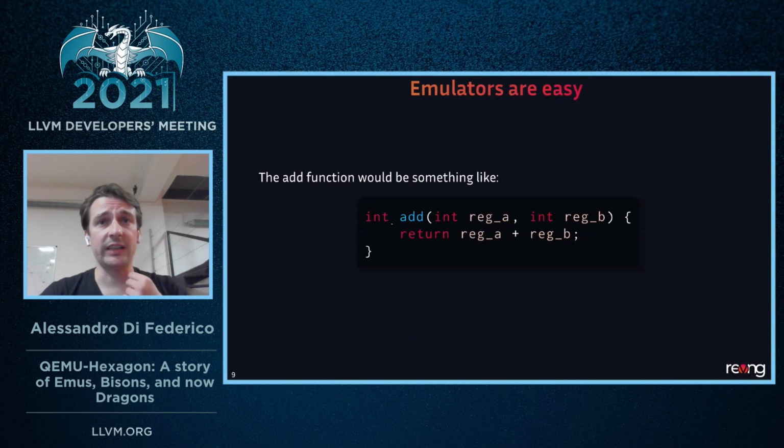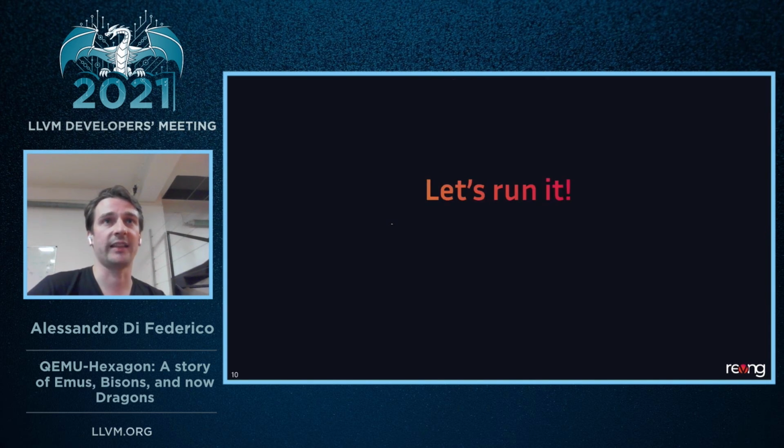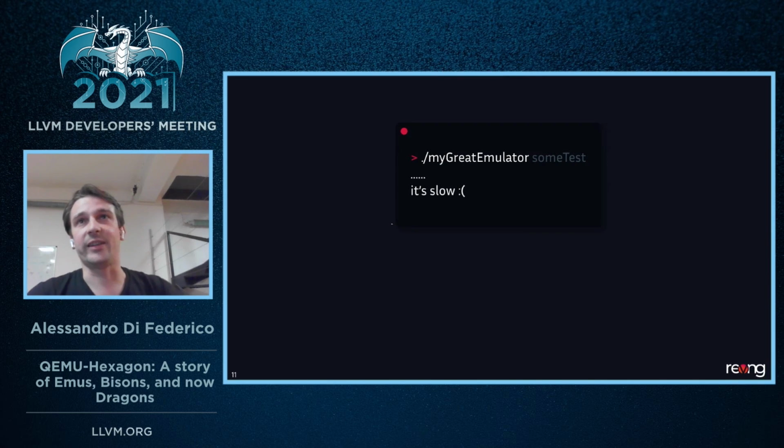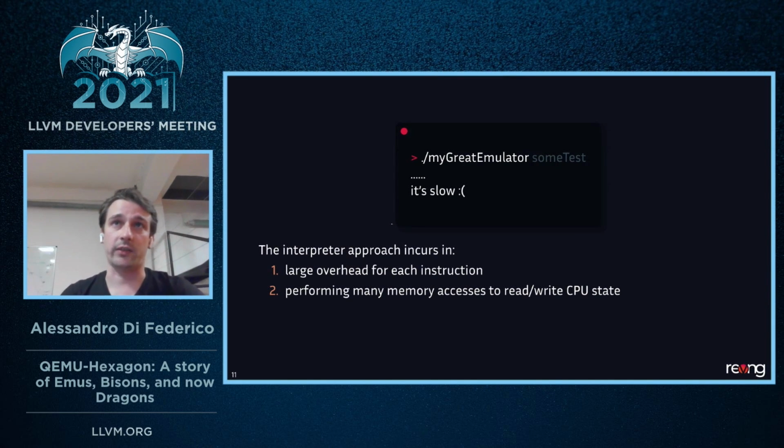All right, and the core of an instruction can be implemented as a simple C function, right? You take in the arguments, say two registers, and then you return the result. And okay, we have our emulator, and we can run it. And then you run it, and yeah, it's slow. And there are two main reasons why this interpreter-like approach is slow.